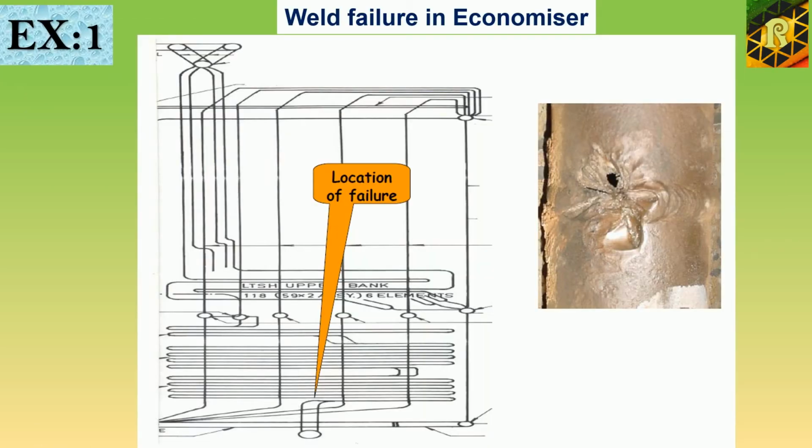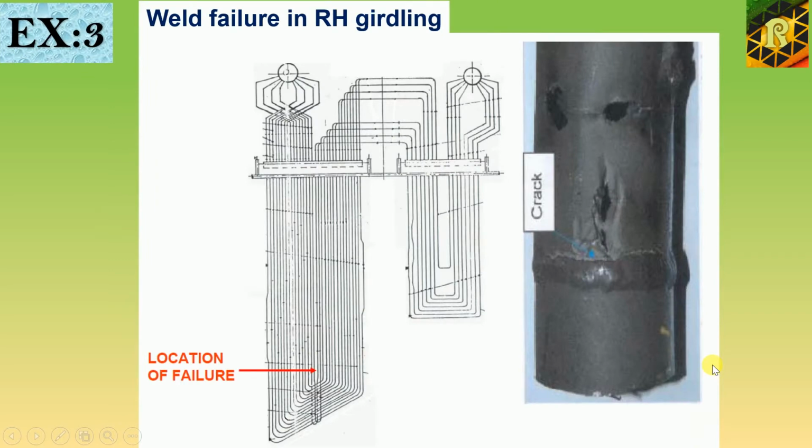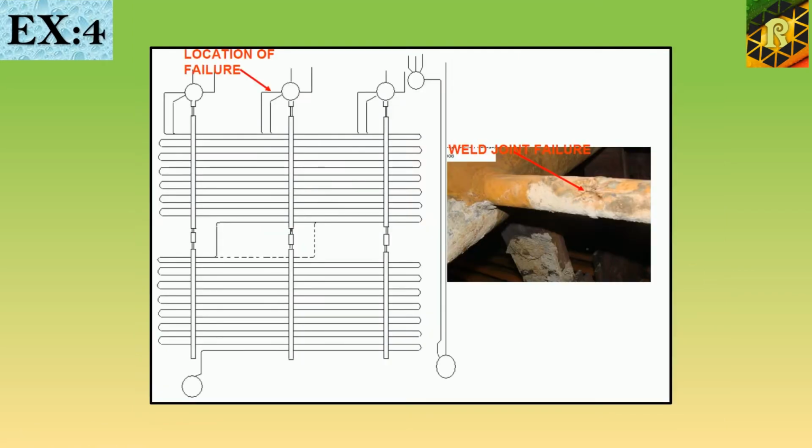There are a few examples of weld failure that occurred in different locations in the boiler. This is one example of weld failure in the economizer zone. Here in this picture, this is one example of weld failure in the reheater. Green portions of tubes were replaced for erosion. Radiography of the joints was not done during overhauling. Here in this case, weld failure in reheater girdling. There is another example of weld joint failure.